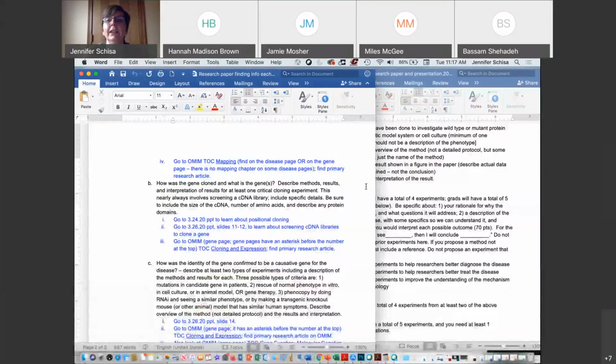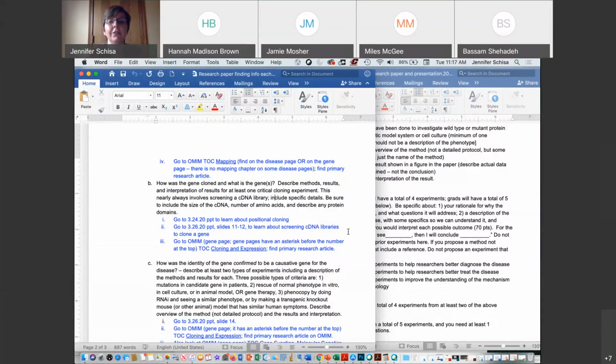Cloning, right, is eventually getting the actual full sequence. So again, when you're finding that cloning paper, make sure that you're seeing some screening of the cDNA library, and then I'm asking for the size of the cDNA, you know, the number of amino acids. So of course you need the sequence in order to know that information.